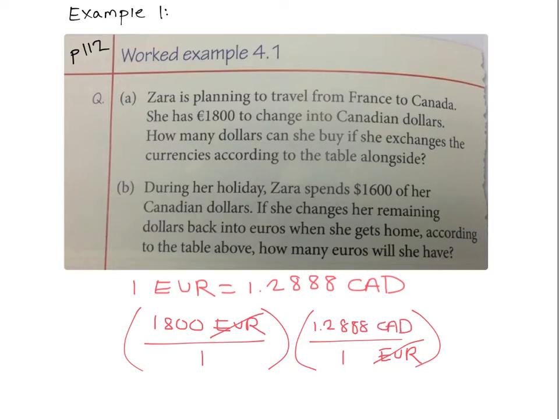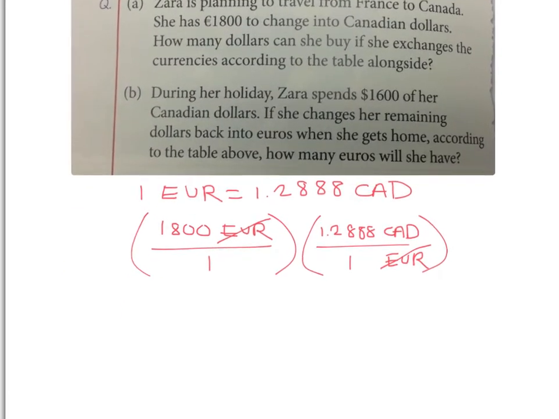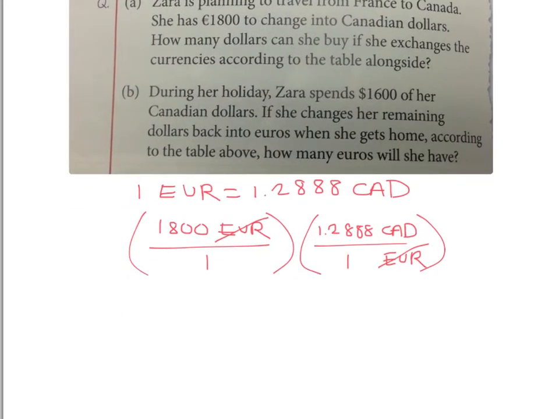So then all we're going to do from there is just multiply that across. So 1,800 times 1.2888 gives us 2319.84, and the units we have left is Canadian dollars.